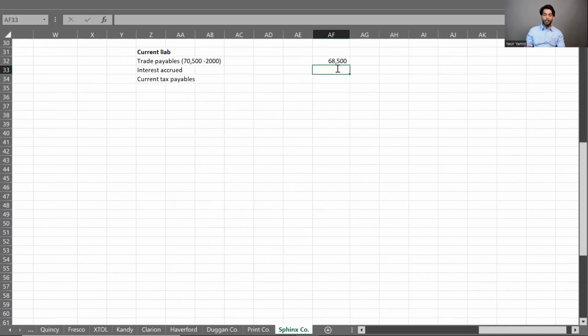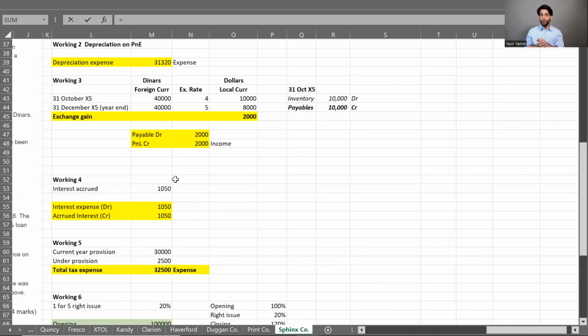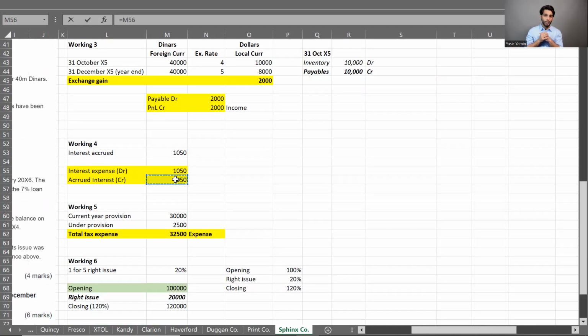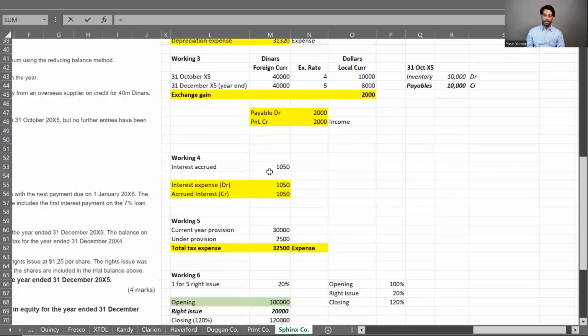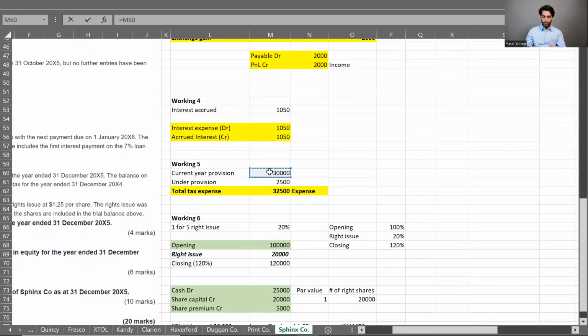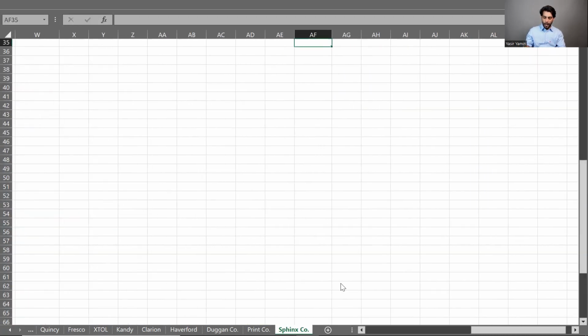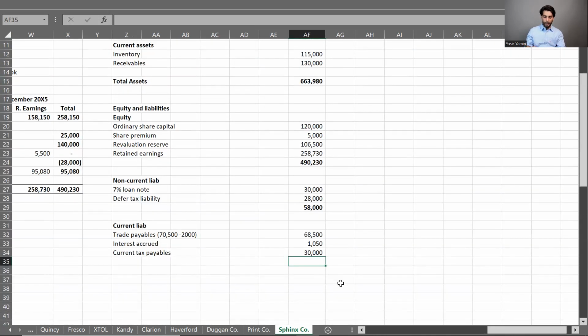Your interest accrued will be, my friends, 1,050. We calculated it as the 6 months liability of our loan note. Then we have current tax payable of 30,000, and that is also our liability. If you sum all of these up, you have a total liability of 99,550, and hopefully we balance it in the first go. Total equity and liabilities.